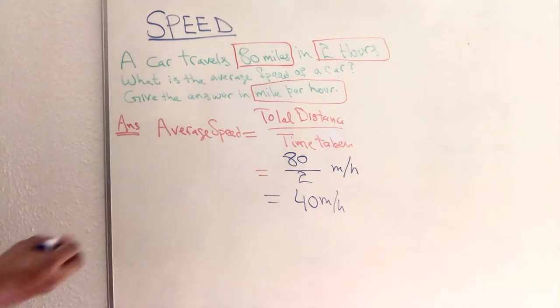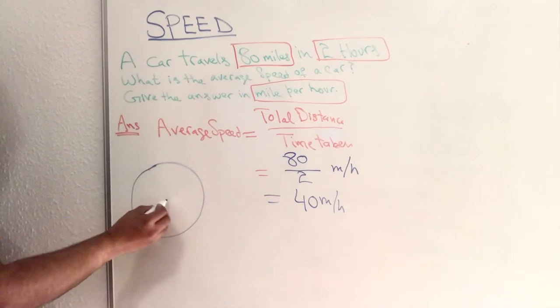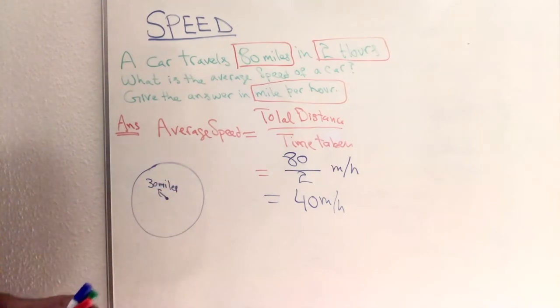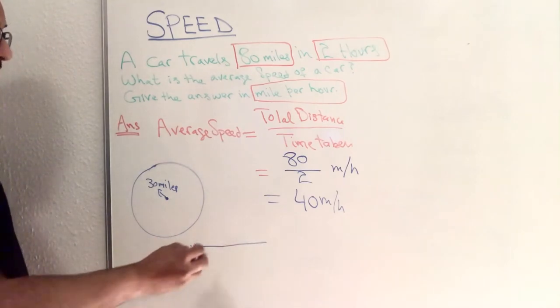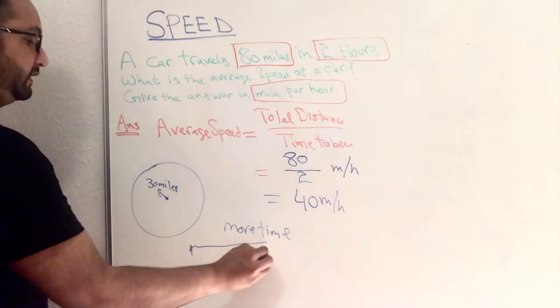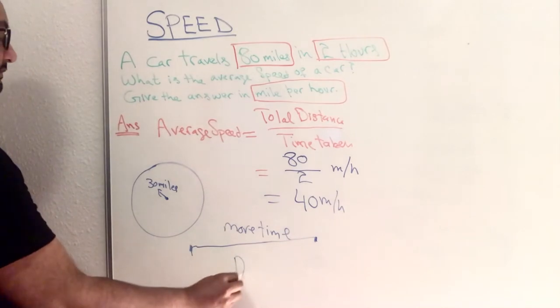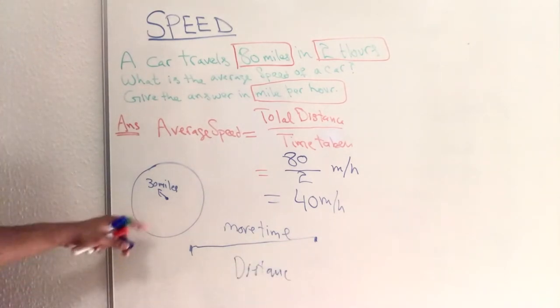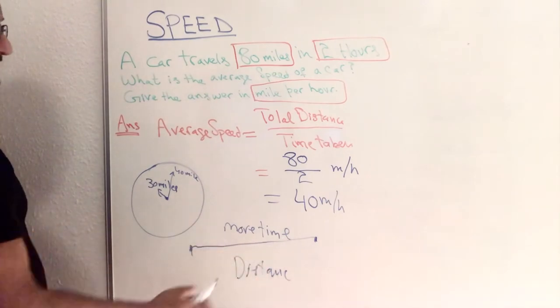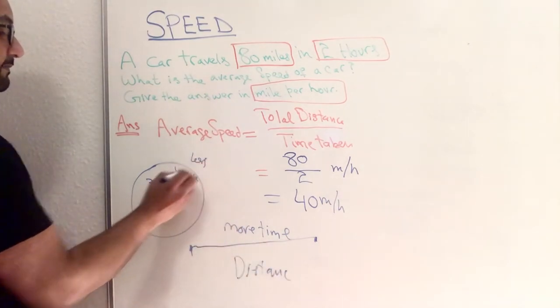So as you know, the speed changes. If you look at the speedometer, it changes. If the speed is 30 miles per hour, then you take more time to cover the distance from here to here, for example. If you use 40 miles per hour, then you cover the distance in less time than at 30 miles per hour.